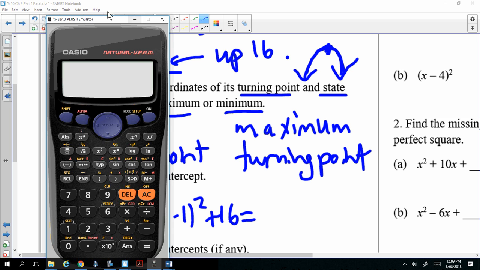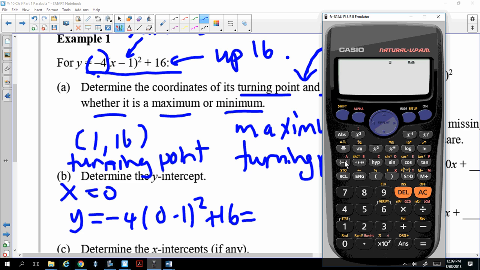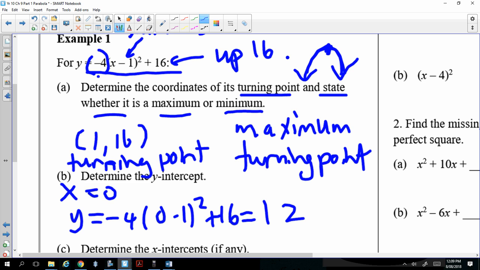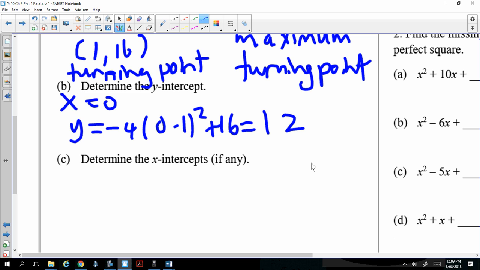Let me try to do it with the calculator. So you will do -4, open bracket, 0 minus 1, close bracket, square, plus 16. You will get 12, as expected. That's your y-intercept. And then we'll have to find the x-intercept. How do you find the x-intercept? That's when y is 0.